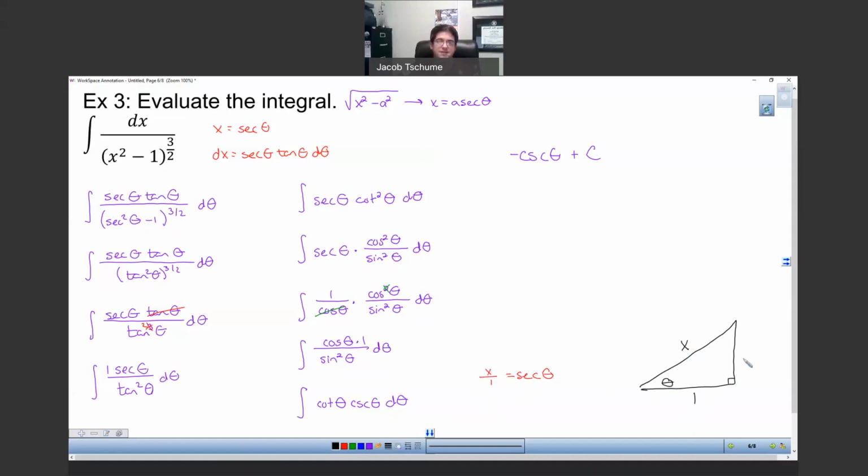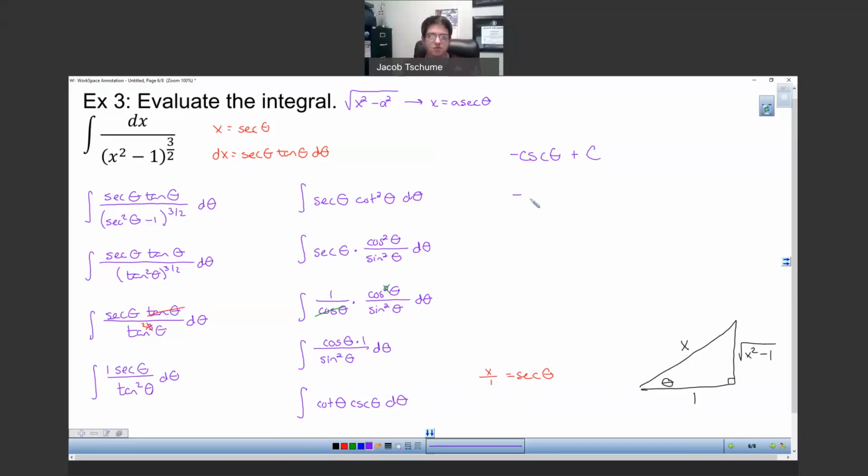Now, the missing side is always the original square root. So at the beginning, you had x squared minus 1 to the 3/2. The 3 would not be a part of the original square root. So your missing side is just the square root of x squared minus 1. And that can also be found by doing Pythagorean's theorem.